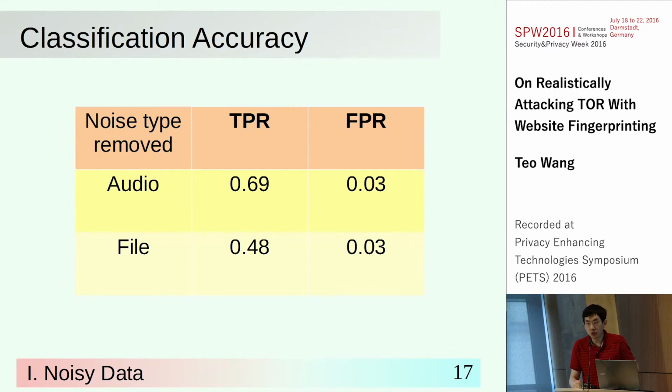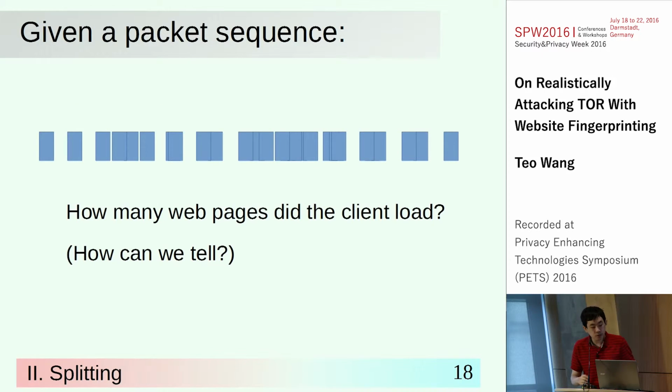The false positive rate is still low. If we can tolerate a higher false positive rate, then the true positive rate can go higher as well. So that is how we can deal with noisy data. And this noisy data is very loud. We set the noise rate here to be equal to the page loading rate so that we can really show that we can deal with a lot of noise that's happening in the background. So that's noisy data. Let's move on to point two.